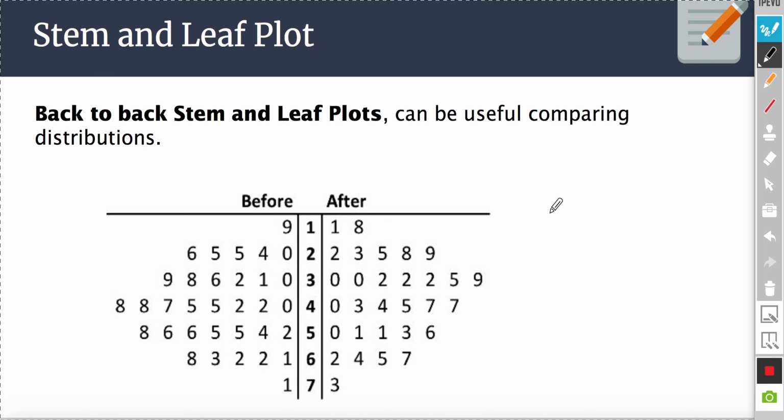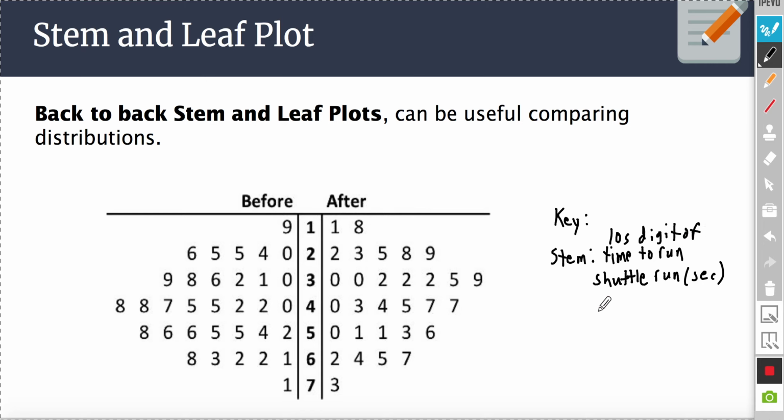Again, you want to try to come up with a key on the side if possible that can represent for us what the stem is. So maybe the stem here is the time it takes to run the shuttle run, which is a standard workout thing, in seconds. Actually, we should be more specific. The stem would be the tens digit of the time to run the shuttle run in seconds.